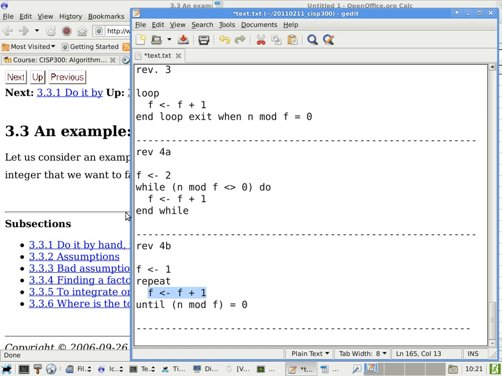Whereas in revision 4a, it is straightforward. I initialize f to 2, and guess what? I use it right away and test it. So for that reason, for clarity, 4a is a better solution. Even though both will get the job done, if you have a choice, choose 4a. Is that okay so far? Why we prefer 4a, even though 4b will get the job done as well?